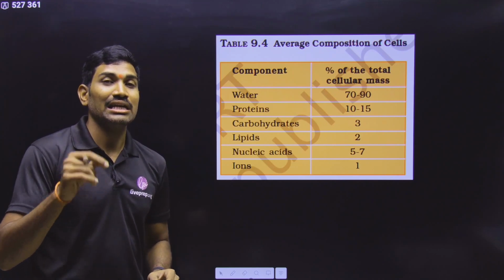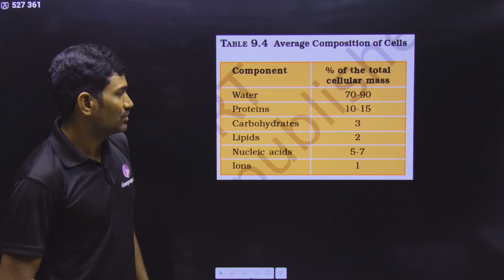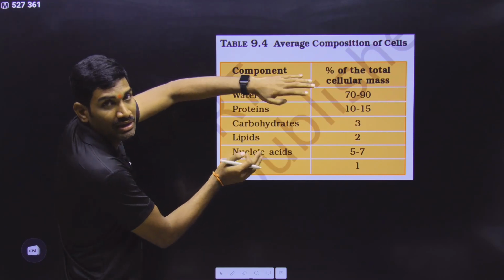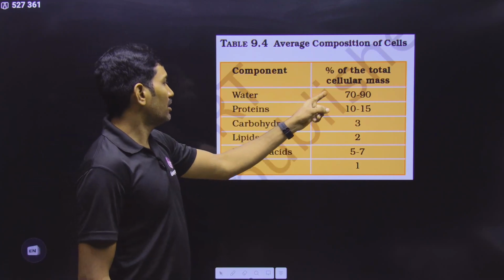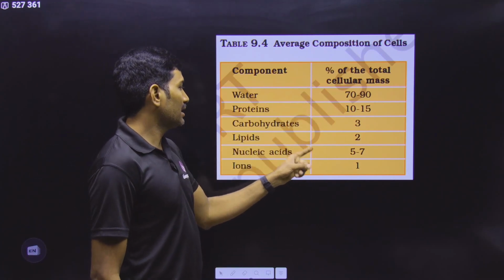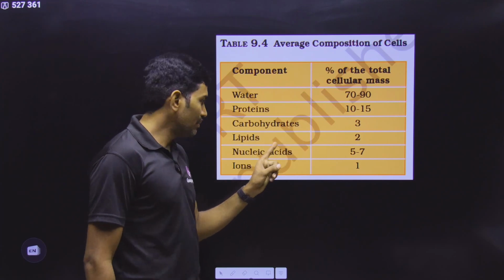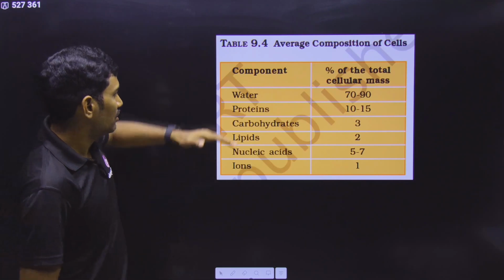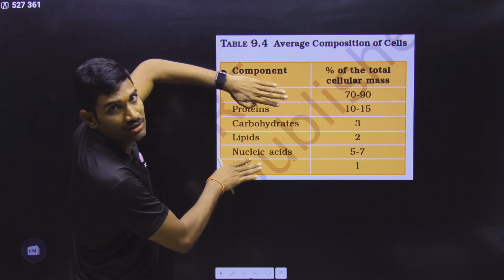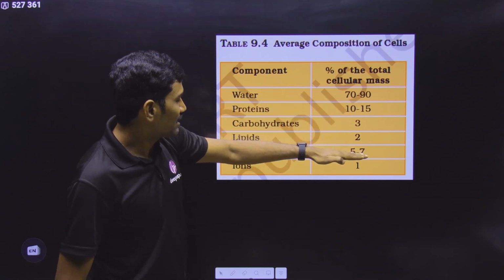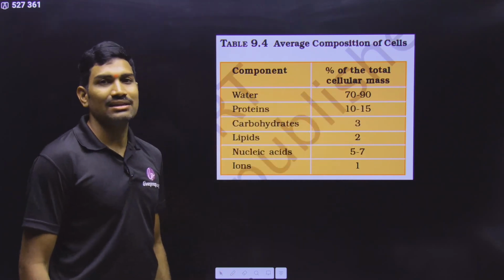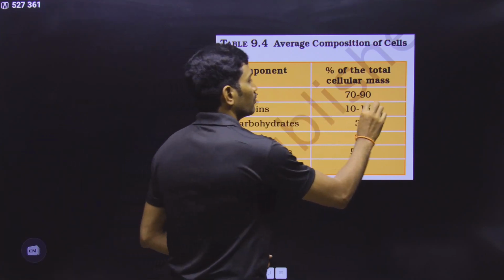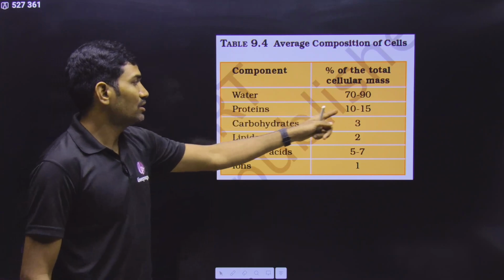Please remember the question here. If they are asking only about organic compounds, you should not talk about water. You should not talk about ions. In general, the sequence is water greater than proteins, greater than nucleic acids, greater than carbohydrates, greater than lipids, greater than ions. Suppose they are asking only about organic compounds, you should not talk about water or ions. Then the sequence is proteins greater than nucleic acids, greater than carbohydrates, greater than lipids. So if they ask for the most abundant organic compound, it is proteins.